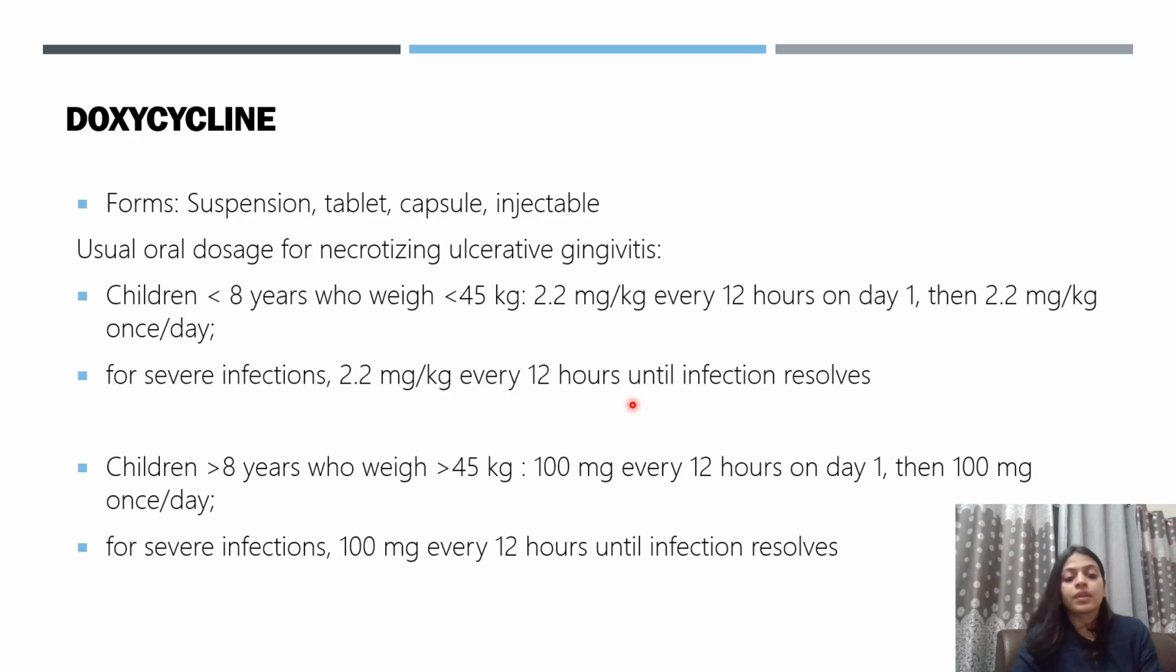In children who are more than 8 years and weigh more than 45 kg, 100 mg every 12 hours on day 1, and then 100 mg once a day should be given, and for severe infections 100 mg every 12 hours until the infection resolves. The only disadvantage of this particular drug is that if it is given during the time tooth formation is taking place, it can cause permanent tooth discoloration or enamel hypoplasia.